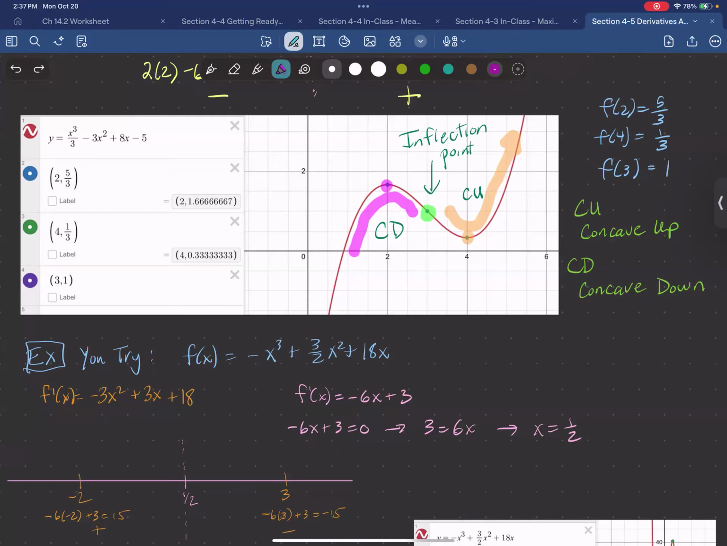So I'm going to use those as my test points. When I stick in -2, I get the graph is concave up, so it's doing that. And when I stick in +3, I get concave down, so it's doing that. That is going to make this a minimum. And this one will be a max.